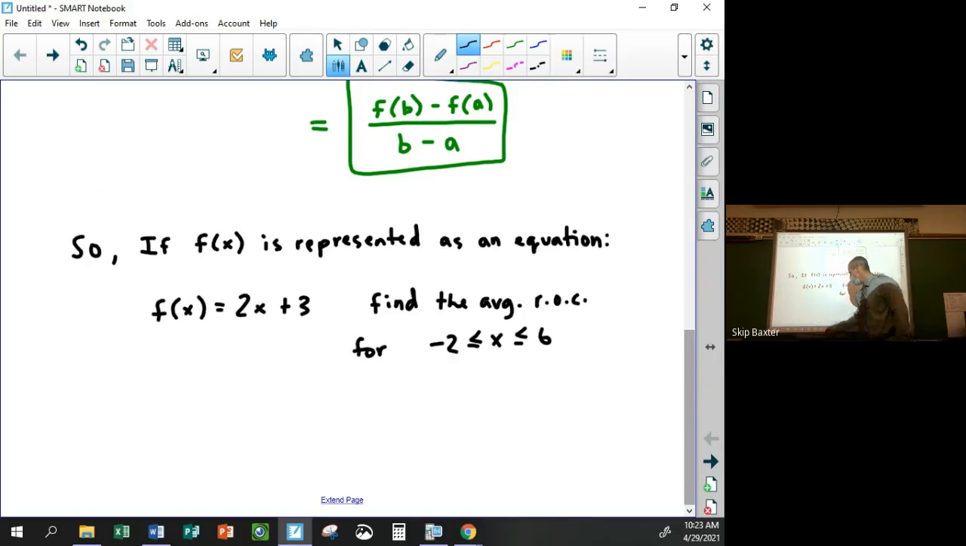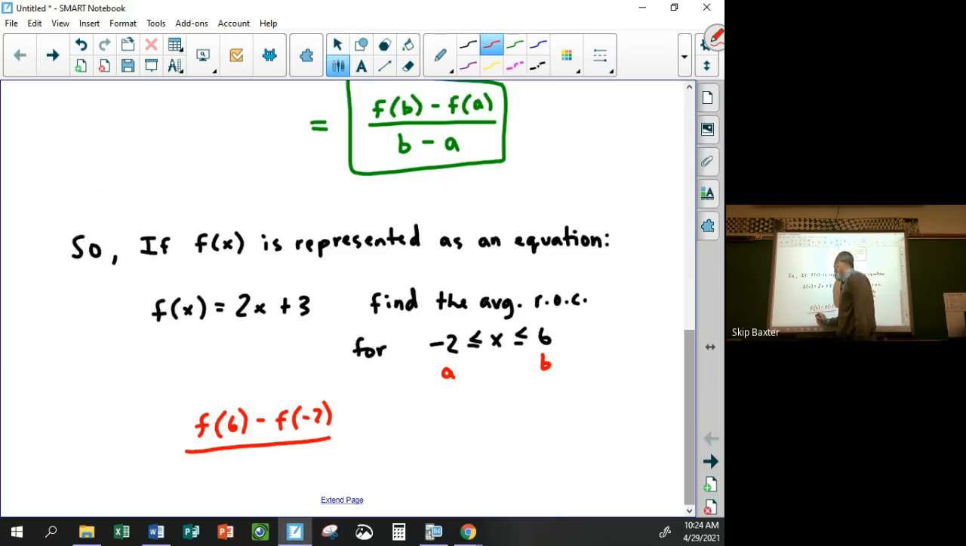Okay, well in this case, A is -2 and B is 6. So I'm just going to apply this formula with that function and with these A and B values. This is just going to be f of 6 minus f of -2 over 6 minus -2. That's what it's going to end up being. I'm just subtracting the y values and then putting that over the difference of the x values.